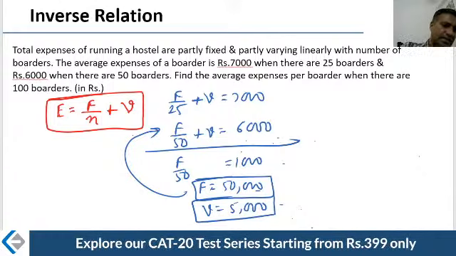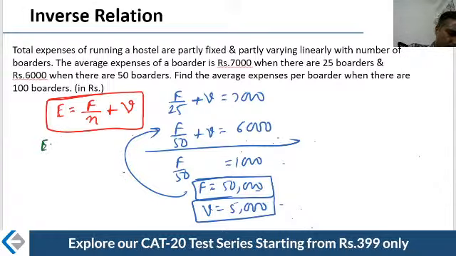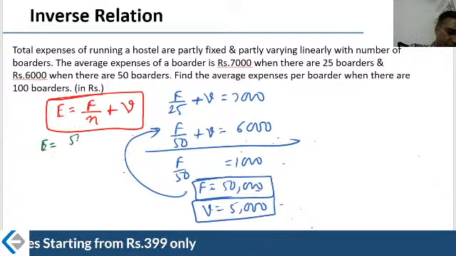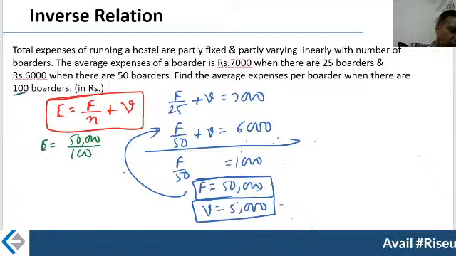Then he's saying to find the average expenses per boarder. I will go back to the average expenses per boarder. So from here, expenses per boarder, E, is equal to expenses per boarder. What is the value of F, friends? 50,000, divided by what? Divided by 100, because now there are 100 boarders here.